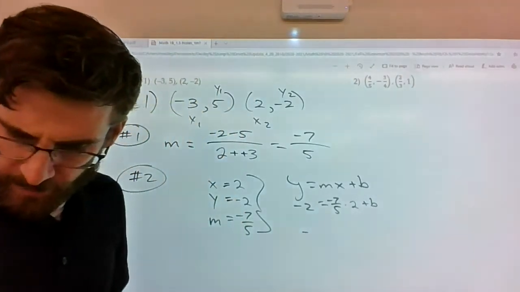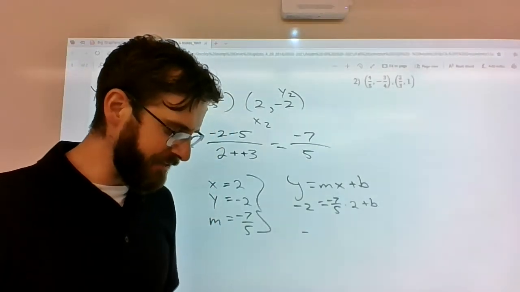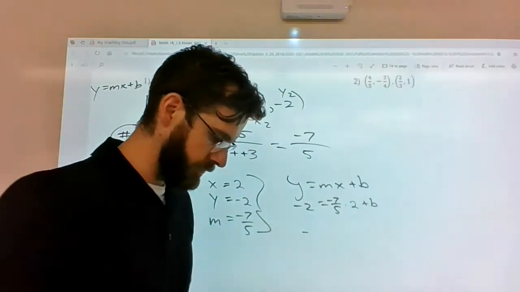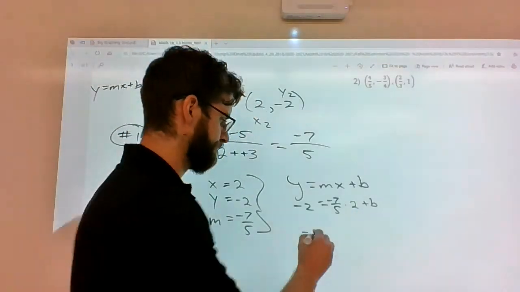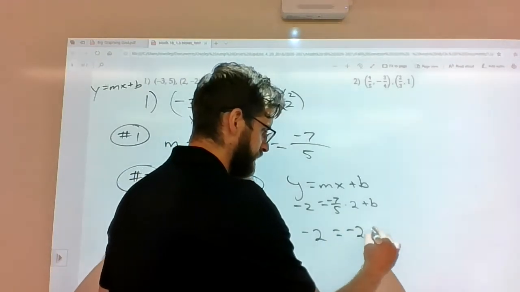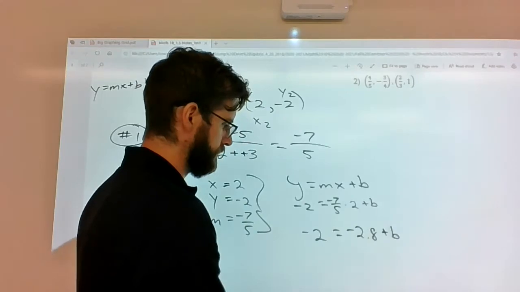Wait, did I multiply that right? I multiplied that incorrectly. Let me try that again. It's negative 7 divided by 5 times 2. Negative 2.8. So this multiplied together gives me negative 2.8.